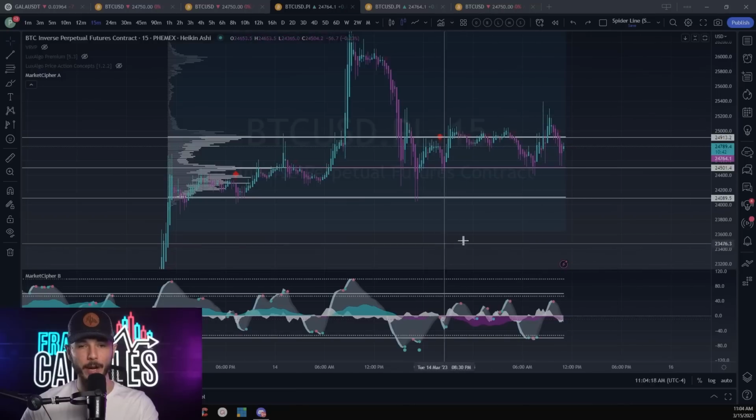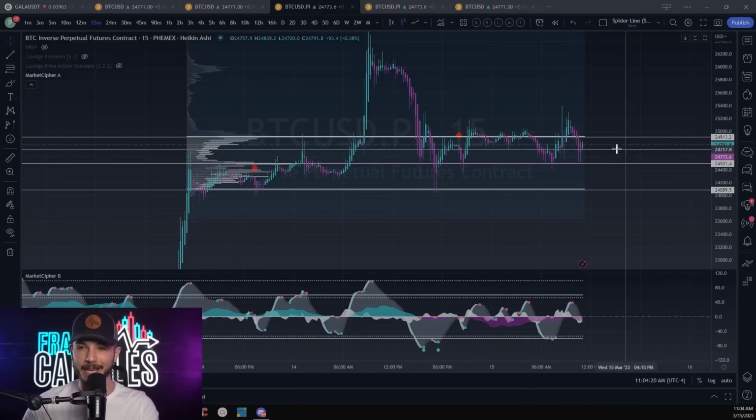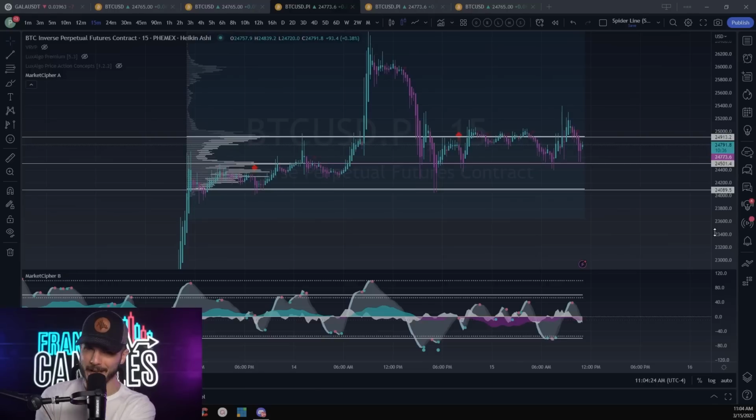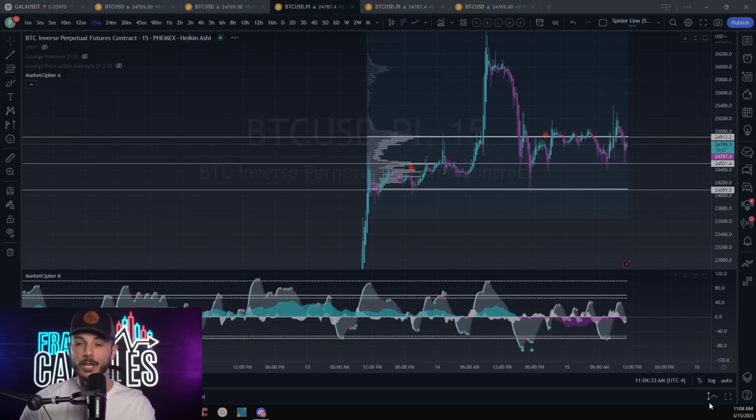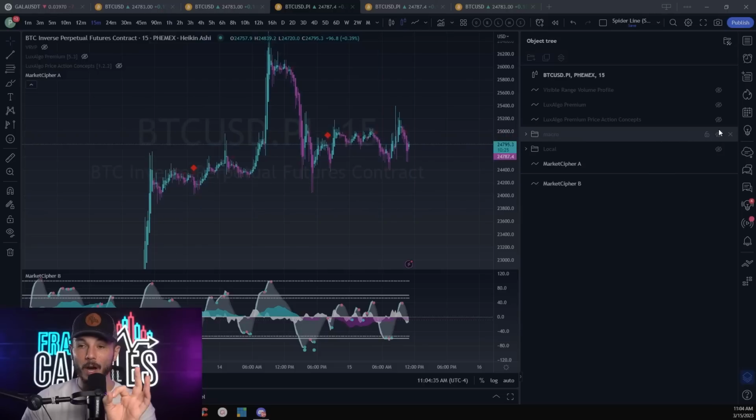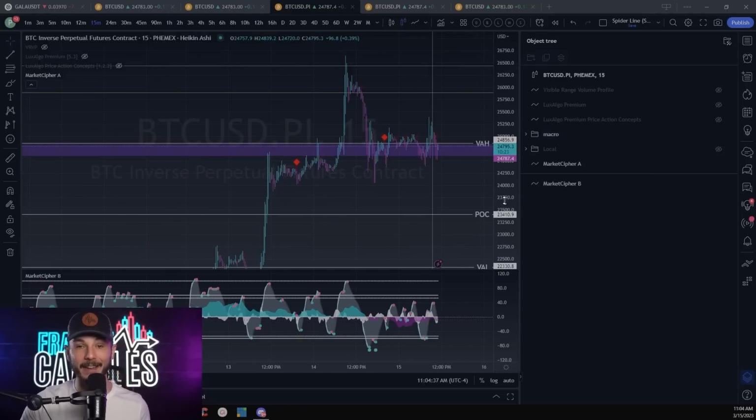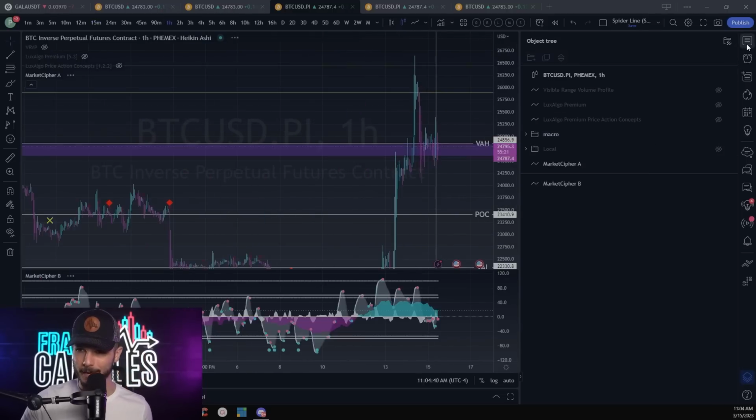This is basically what I'm looking at as far as the local scalp levels, guys. Value area high coming in at 24,913. POC coming in at 24,500, and that value area low coming in at $24,089. So again, guys, that key level, you want to make sure you're keeping an eye on it. That value area high.